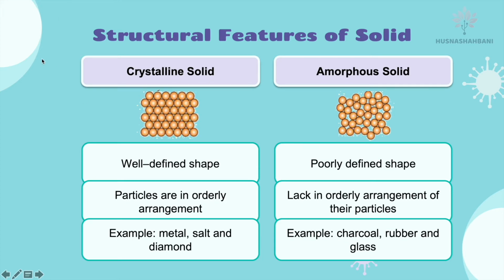Structural features of solid. There are two features of solid that we are going to focus on here: crystalline solid and amorphous solid. Crystalline solid has a well-defined shape. Particles are in an orderly arrangement, for example, metal, salt, and diamond. Amorphous solid has a poorly defined shape, lacking an orderly arrangement of the particles, for example, charcoal, rubber, and glass. Note that in both of these kinds of solids, the particles are close to each other.